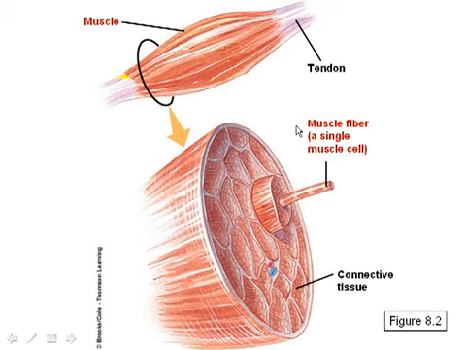So we can slice across this, and we can look at these individual muscle groups, which we call fascicles. Those are also wrapped around with the connective tissue, the fascia. And then we can take individual muscle fibers, which is another name for a muscle cell.